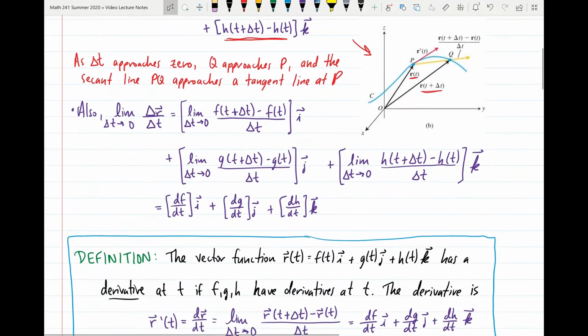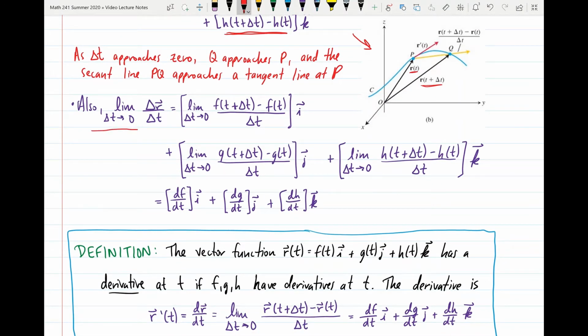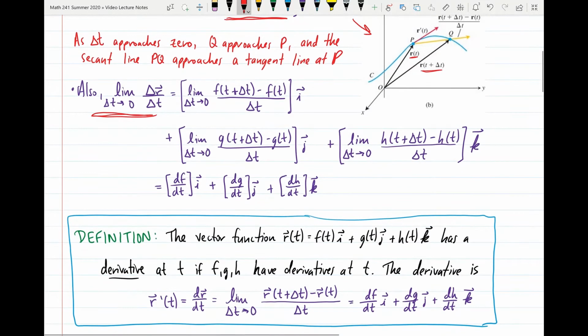Probably the most important thing to take away is what happens here as delta t starts going to 0. Remember that when we take the limit of a vector valued function, we take the limit of all of the components of the function. So if we take the limit as delta t goes to 0 of delta r over delta t, we get the limit as delta t goes to 0 of the difference quotient for our component function f. And in the j component, we get the limit as delta t goes to 0 of the difference quotient of our component function g. And for the k component, the same thing happens, but for the component function h.